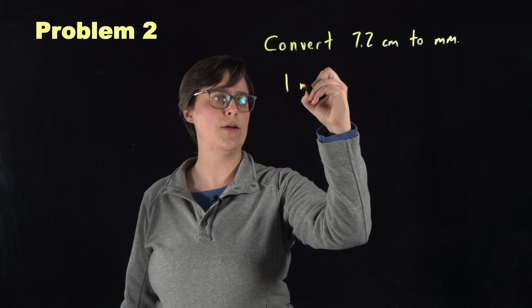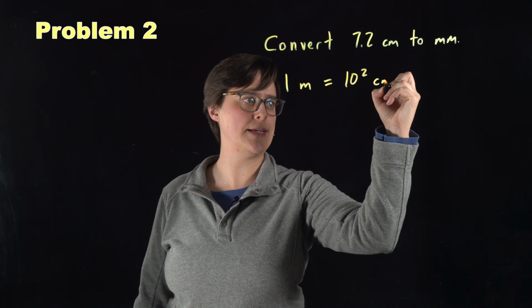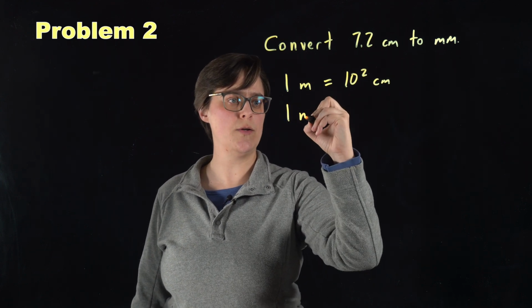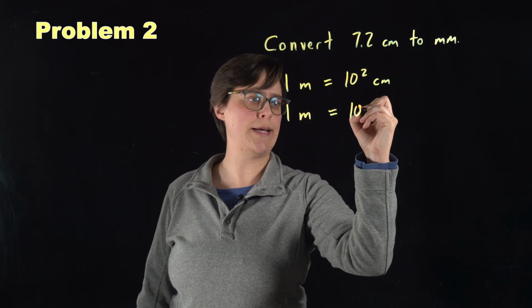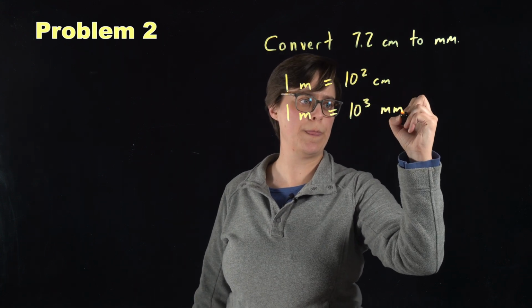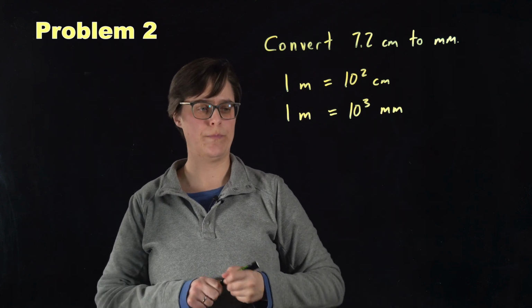First is 1 meter equals 10 to the second centimeters. You could also say 100 centimeters. And 1 meter equals 10 to the third, or 1,000 millimeters. So let's set up our equation.